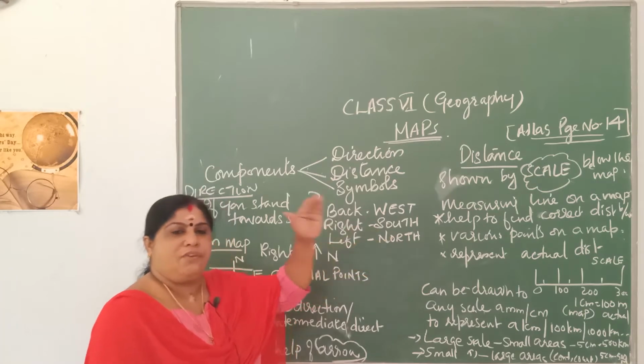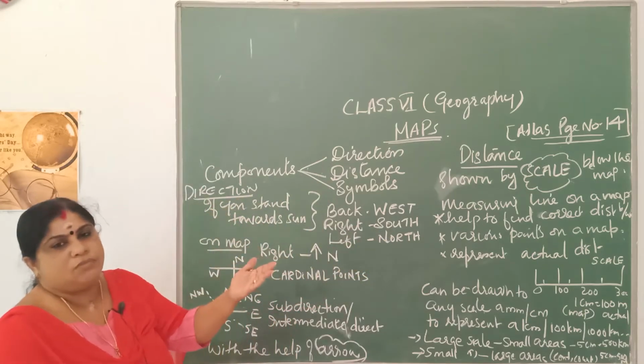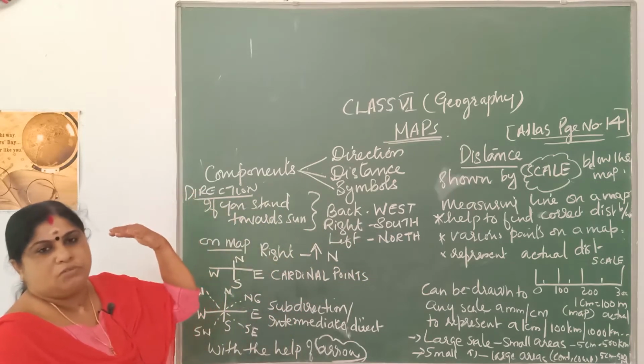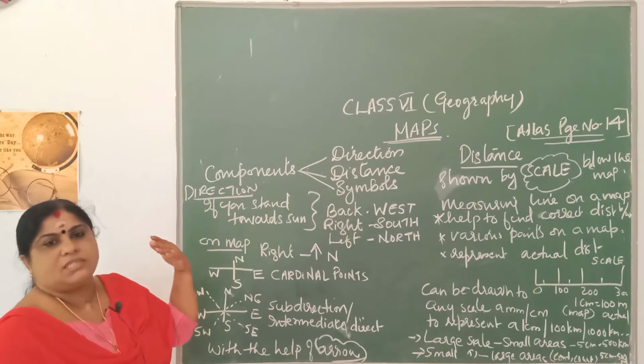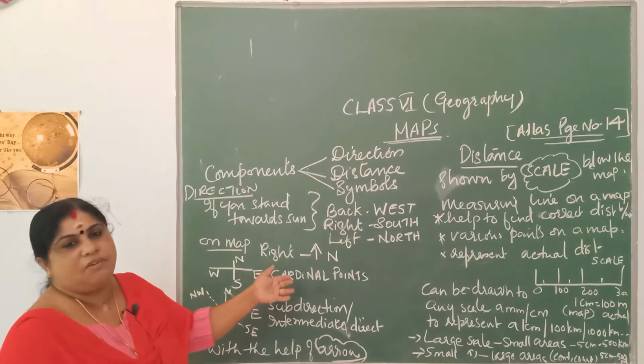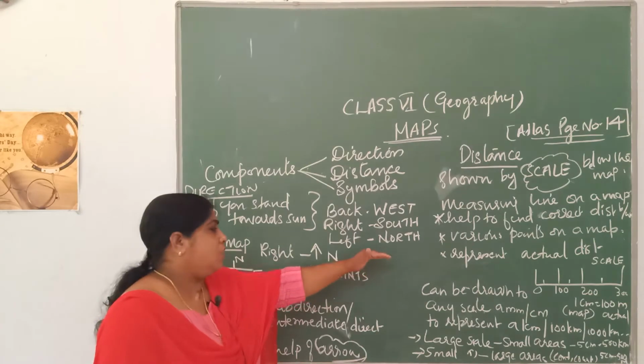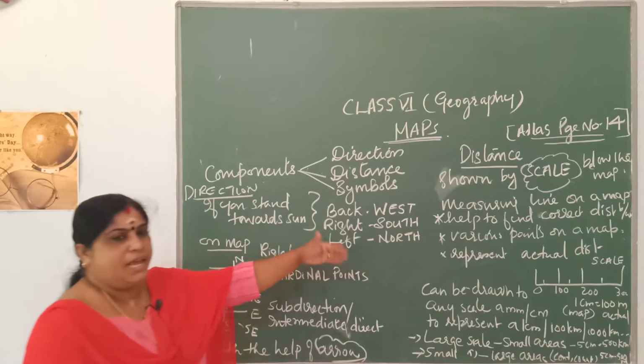So, if you are facing the sun, the front portion will be east, the backward portion will be west, your right hand side will be south and your left hand side will be north. This is how you find direction usually.